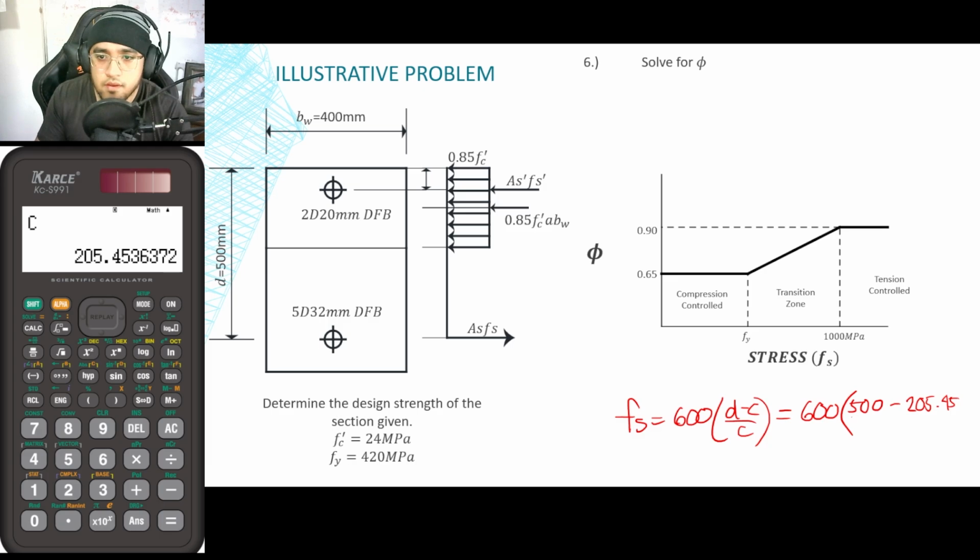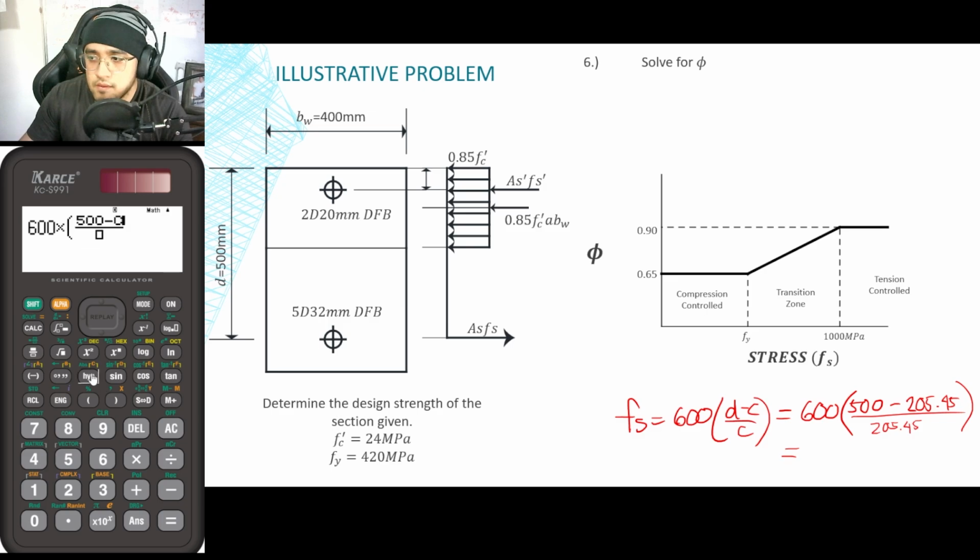205.45 divided by 205.45. Okay. So for the value of Fs, once again, that is equal to 600 times (500 minus C) divided by C. Oops, sorry. So divided by C. Okay, so once again, this is 860.183.